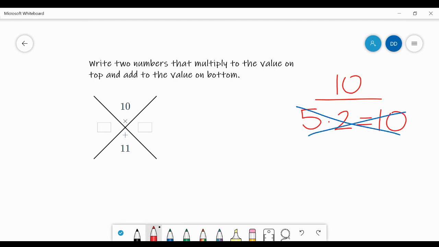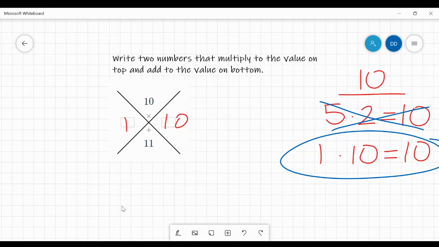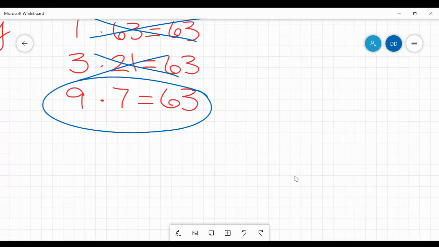The only other combination is 1 times 10. That's going to give us 10. 1 plus 10 gives us 11. So that's the combination that we want. You can put your 1 here and your 10 here, or vice versa. Put your 10 on the other side, the 1 there. Either way, it'll work. 1 times 10 is 10. 1 plus 10 is 11. All right, so when both numbers are positive, it's pretty simple.